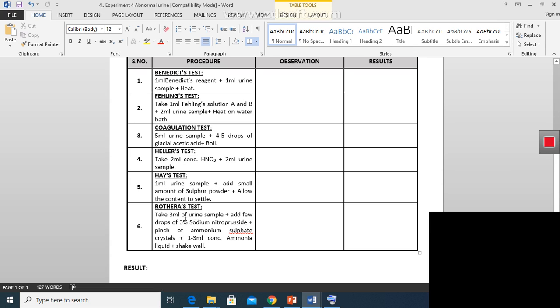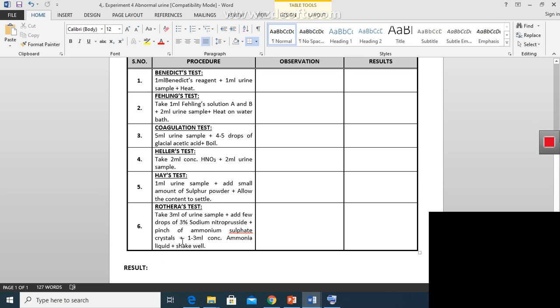And then the number 5 is Hay's test, and this is also named after a scientist. In this test you have to use 1 ml of urine sample, then add a small amount of sulfur powder. You will mix this solution first, and then allow the content to settle down. After that you will observe what you are seeing in the test tube, and then write down the result.